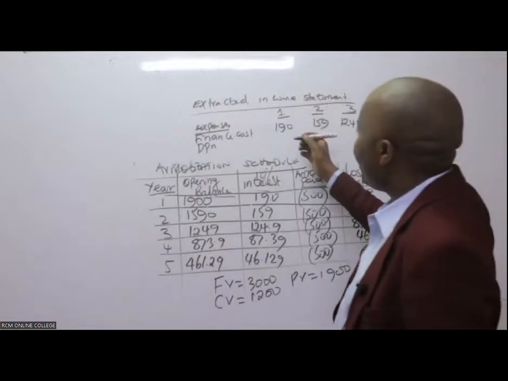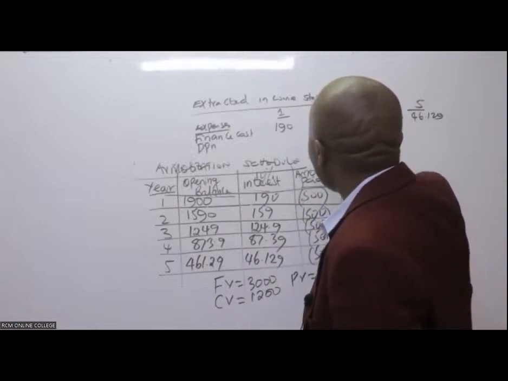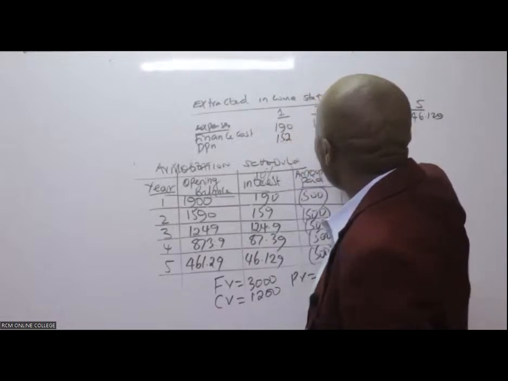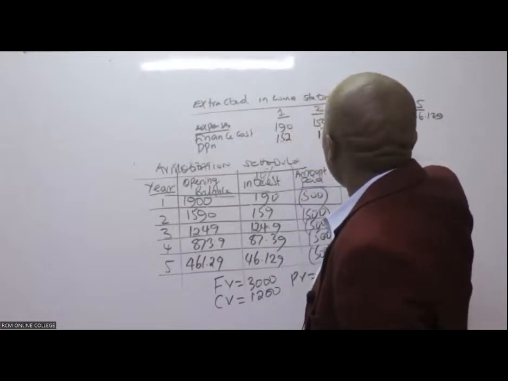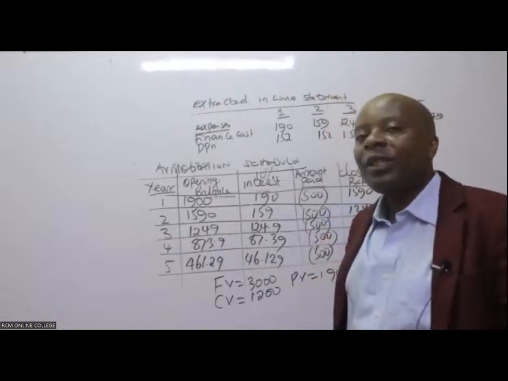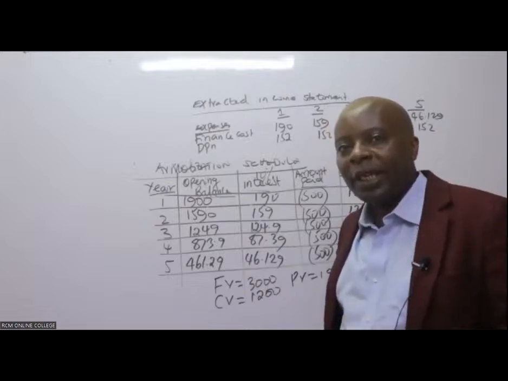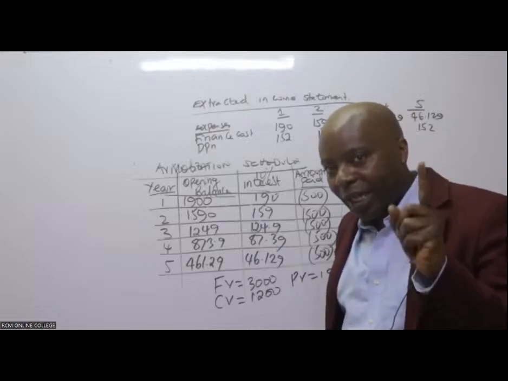Depreciation, what do we have here? The figure is here. We got it as 152. It's straight line, remember? Now, remember, before leasing it, this guy was the owner of this asset.